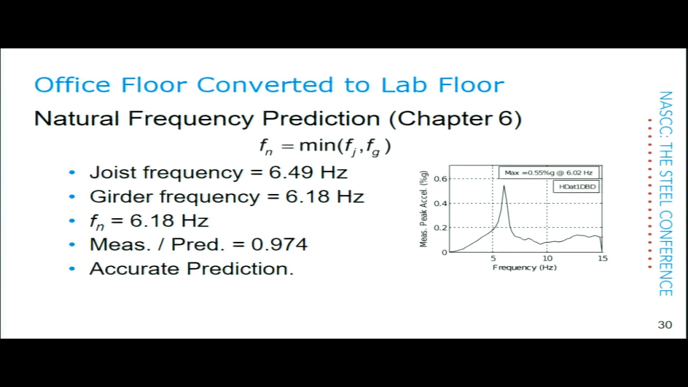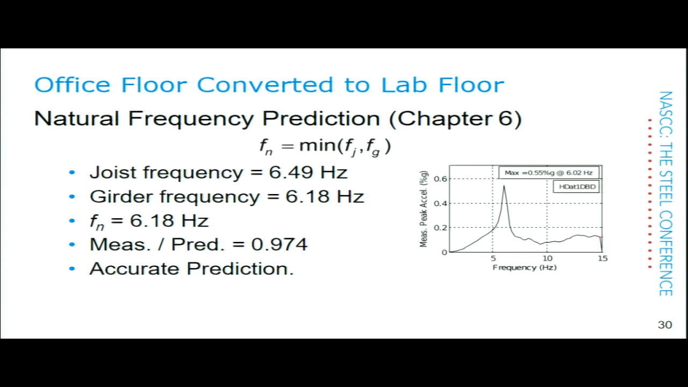Okay, so we start with the natural frequency prediction from Chapter 6 of Design Guide 11. In there, we calculate the frequency a little bit differently than in Chapters 4 and 5. Here, we take the minimum of the joist and girder natural frequencies. The calculated values here: for the joist frequency, we had 6.49 hertz, and for the girder frequency, 6.18 hertz. So the minimum of those two is the natural frequency of the bay, or 6.18 hertz.